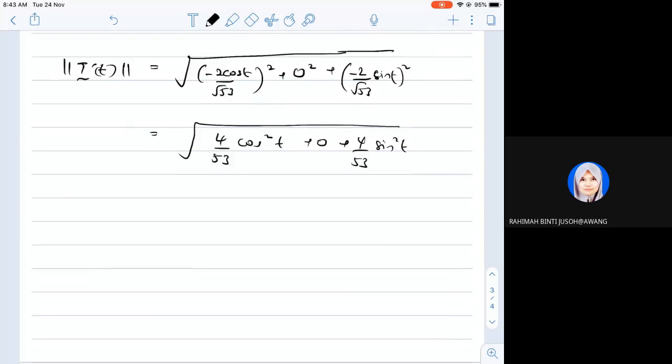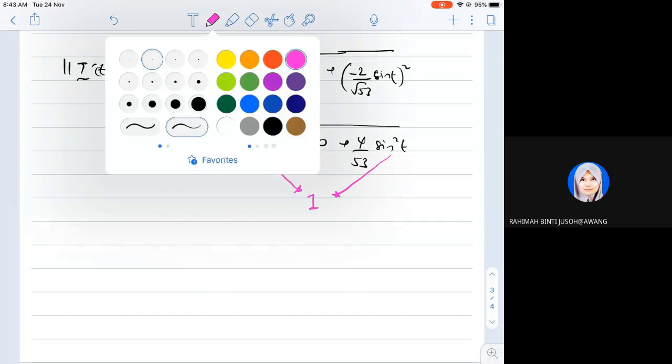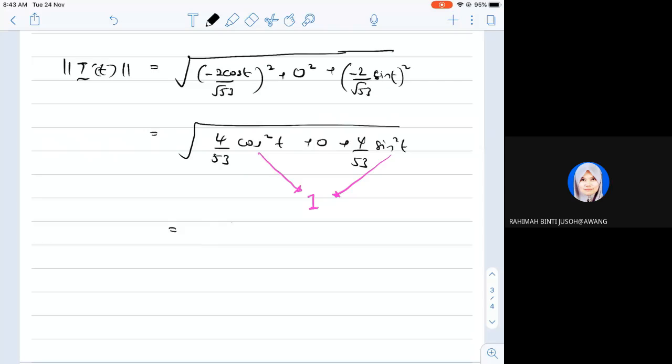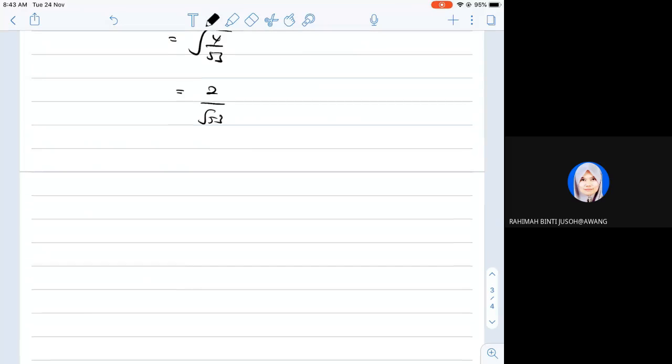And then again, guys, you can see the values here are the same, so we can use the trigo identity, sine squared plus cos squared equals to 1. Okay, so finally we have square root of 4 over 53, which is equivalent to 2 over square root of 53.